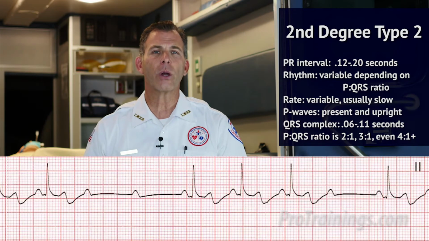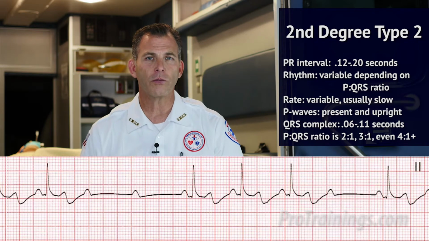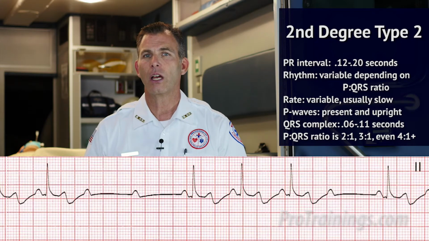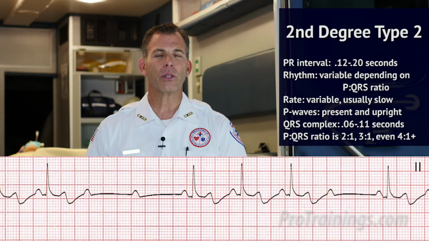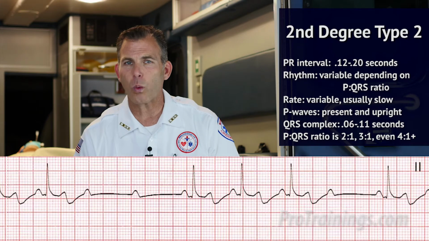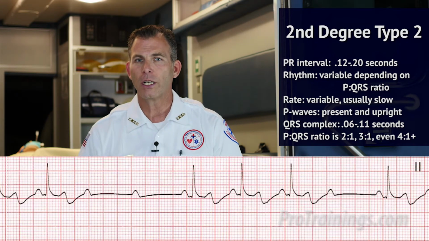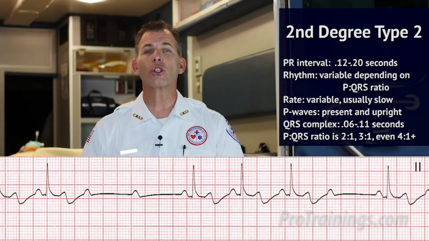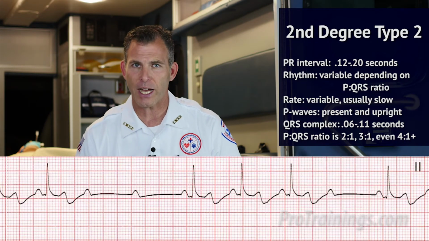While P waves are present and upright, the P to R interval will be between 0.12 and 0.20 seconds of the normally conducted complexes. The QRS complex is 0.06 to 0.11 seconds, while the P wave to QRS is variable as well and can be seen as 2:1, 3:1, or even as much as 4:1 and beyond.